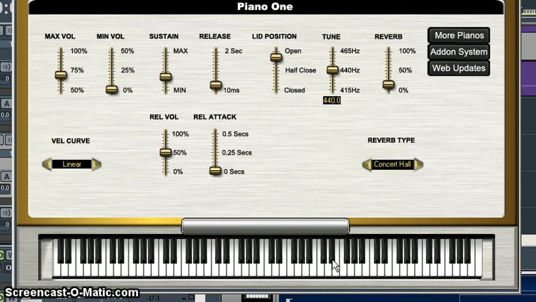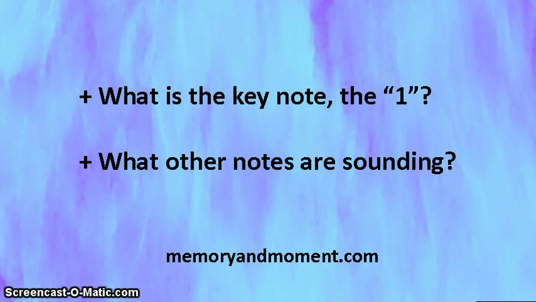So the two concepts we just covered are the foundation, and really neither is more important. They both inform each other. That is, what is the key note, the 1, and what other notes are sounding? Ear training will often take a bit of practice and repetition.